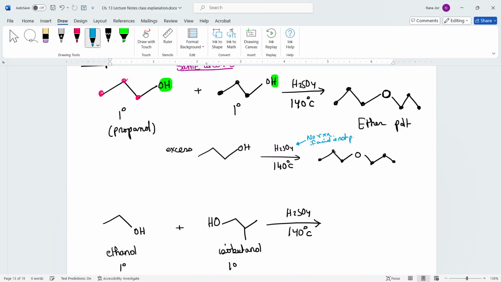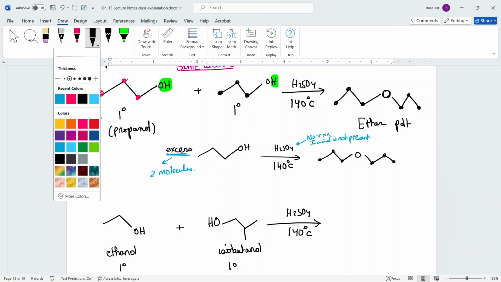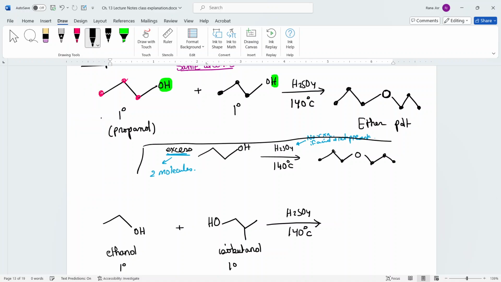Okay, so pay attention to this. When I use excess, this means that I'm using 2 molecules of the reactant. This is what I'm doing. I'm using 2 molecules of that. Instead of writing it like this, I can write it like this. And this over here is another way of writing this reaction.